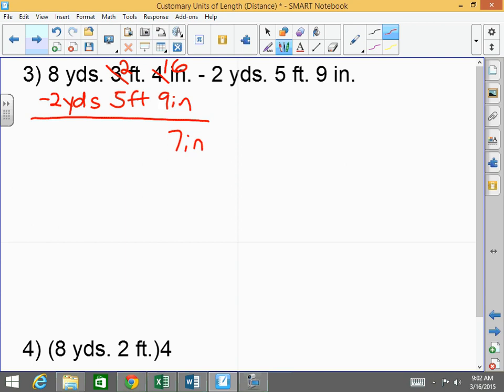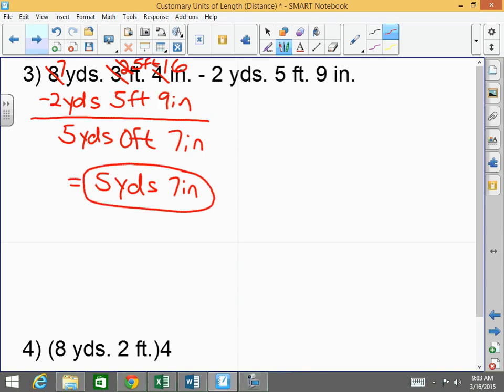Can I take 5 feet from 2 feet? So I'm going to borrow 1 yard. How many feet in a yard? 3. So I'm adding 3 feet to these 2 feet, giving me 5 feet. 5 feet minus 5 feet is 0 feet. And then I've got 7 minus 2 yards. That's 5 yards. So my answer is 5 yards, 7 inches. Does that make sense, my man?